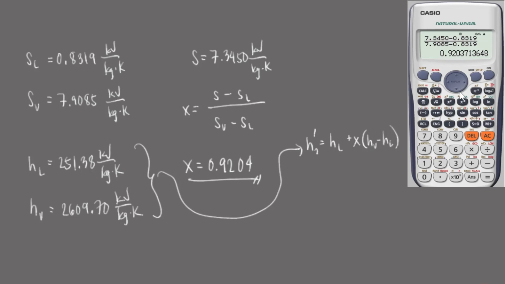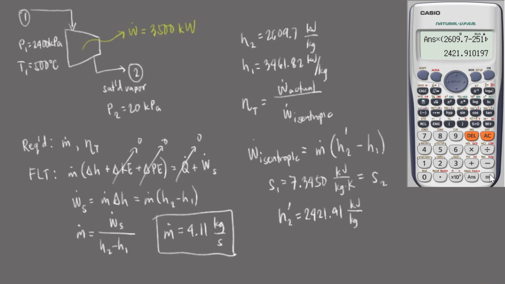Substituting our obtained values, I will be starting with the quality. We multiply this with the difference 2609.7 minus 251.38 plus the enthalpy of the saturated liquid, 251.38. The value of our outlet enthalpy for isentropic conditions is 2,421.91 kilojoules per kilogram. Let us now use this value to determine our isentropic efficiency.